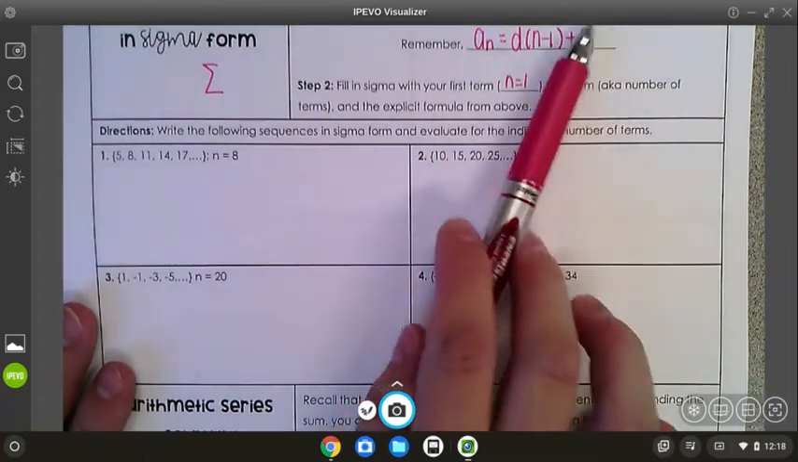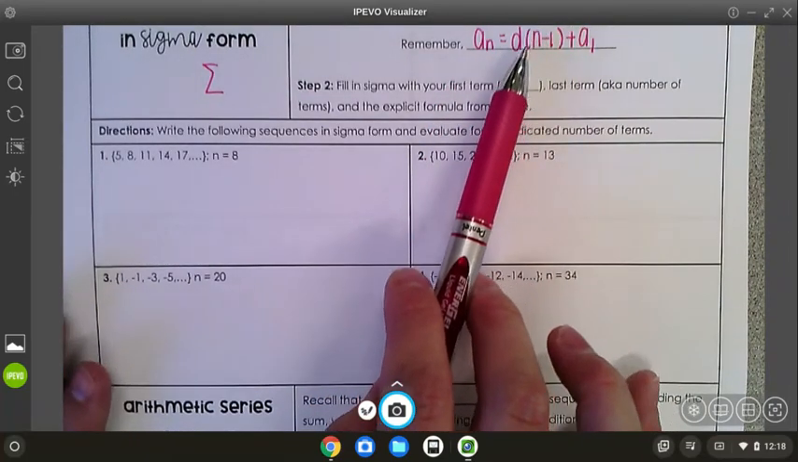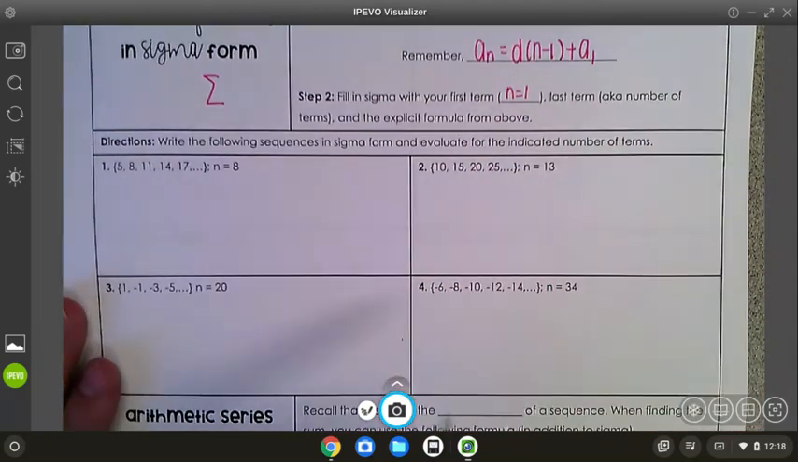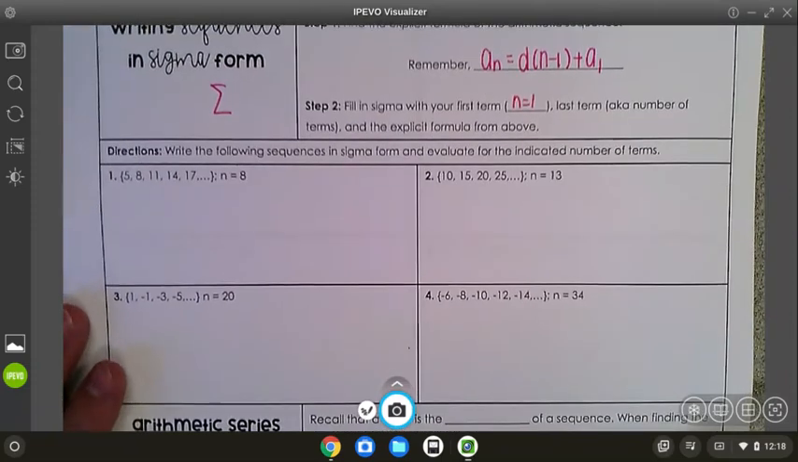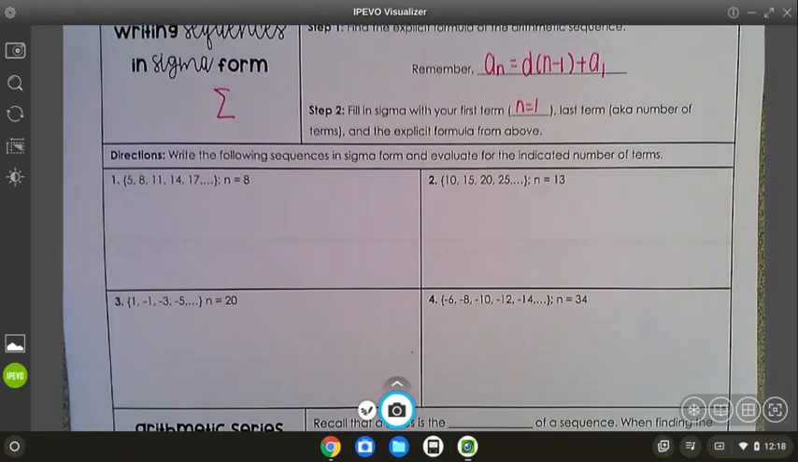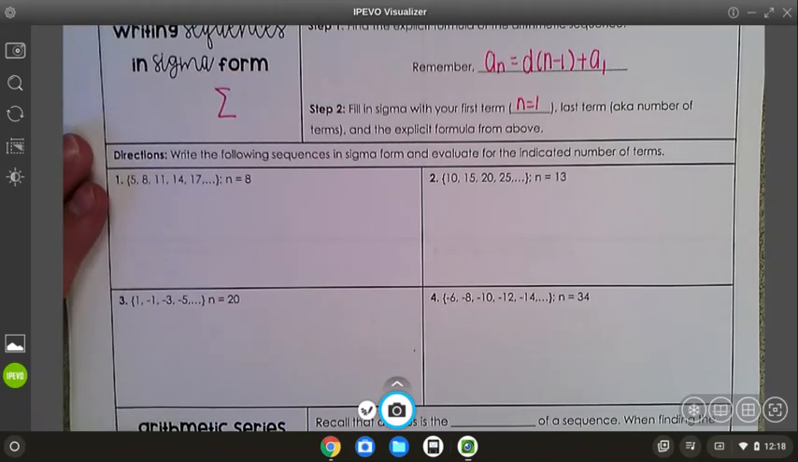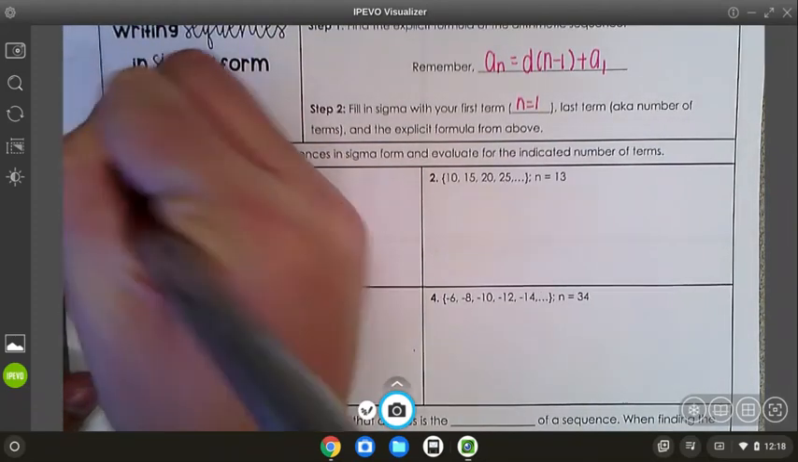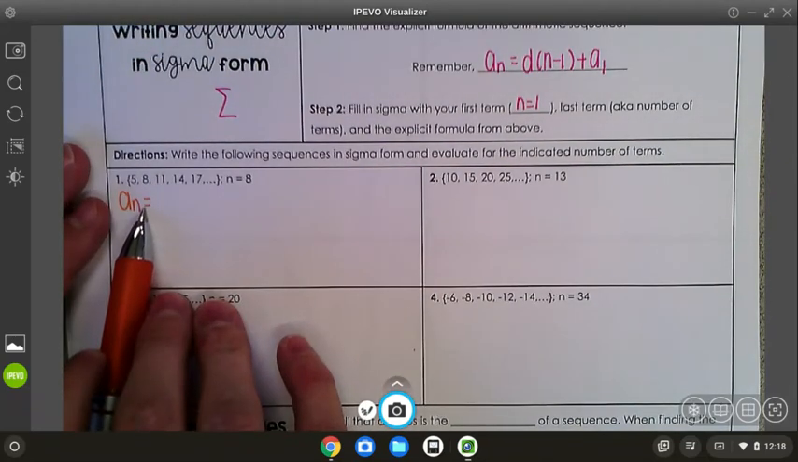So in Advanced Algebra 2, remember I made you simplify. I made you distribute the common difference. But on these, I'm not going to make you do that. I'm going to let you just put in the formula without simplifying it. So what we're going to do is we're first going to come up with the explicit formula.